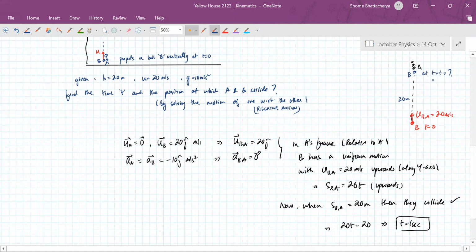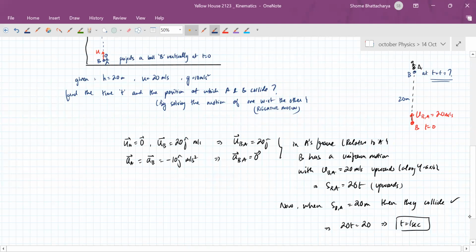So what is the relative displacement? It's 20 meters upwards. But it does not rise the whole height, right? It collides somewhere in between. But that is in the ground frame, no? In A's frame, what is happening? You understanding the point now?